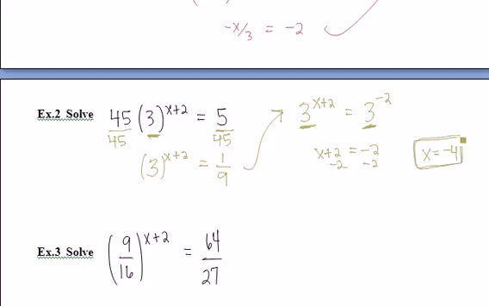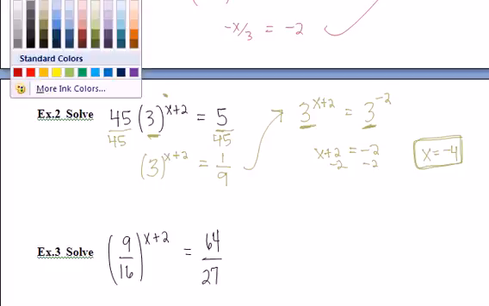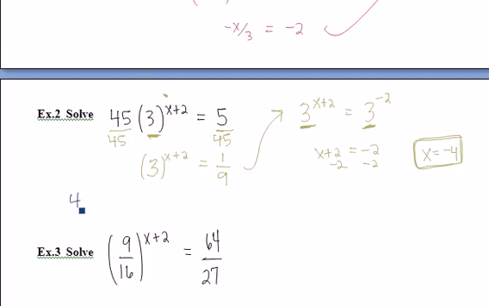Solution. Now you can always be checking these solutions by plugging them back into the original and making sure that it works out. Let's just do that real quick with this one. Is 45 times 3 to the negative 4 would make that a negative 2 power equal to 5, question mark? Well, is 45 times 1/9 5? Yes, it is.